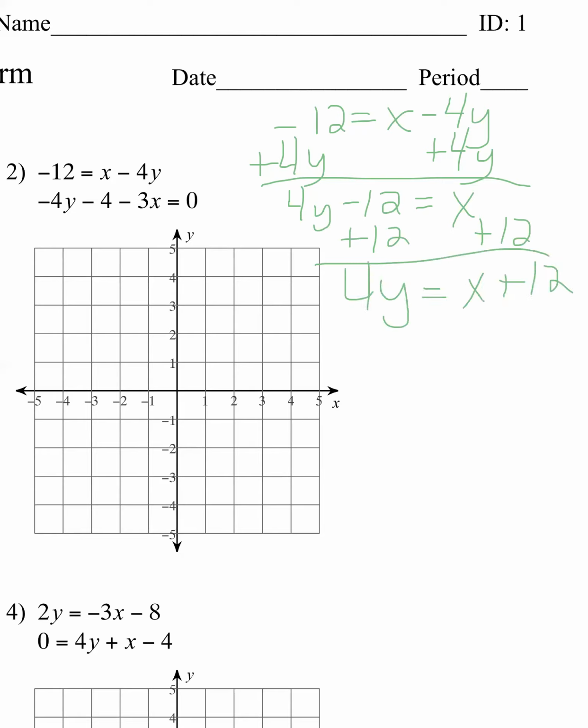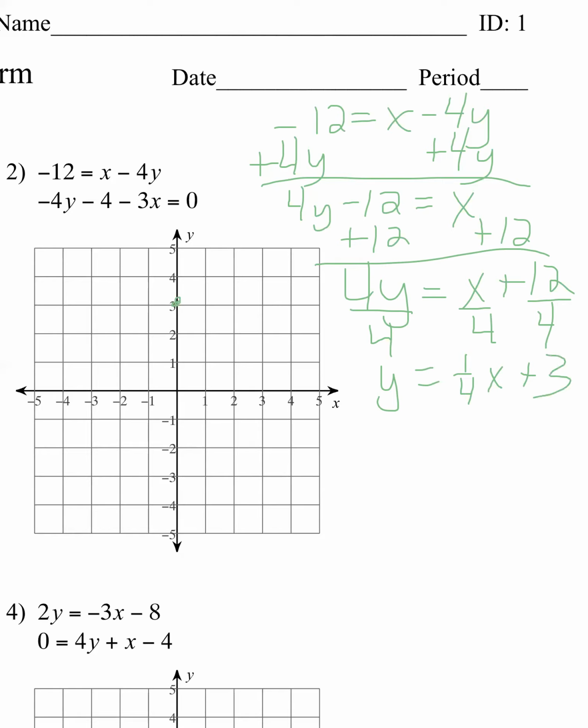And then I'm almost there. All I have to do now is divide by 4. So that chunk, remember we're going to write it as 1/4 and then the x on the side and then plus 3. Okay, that one's good to go.